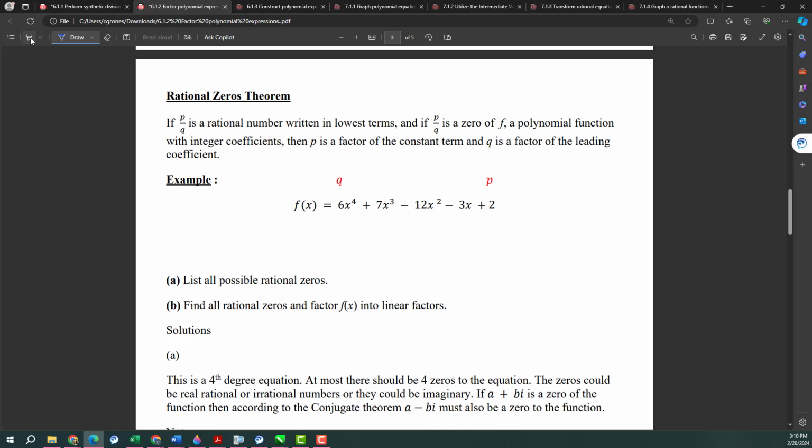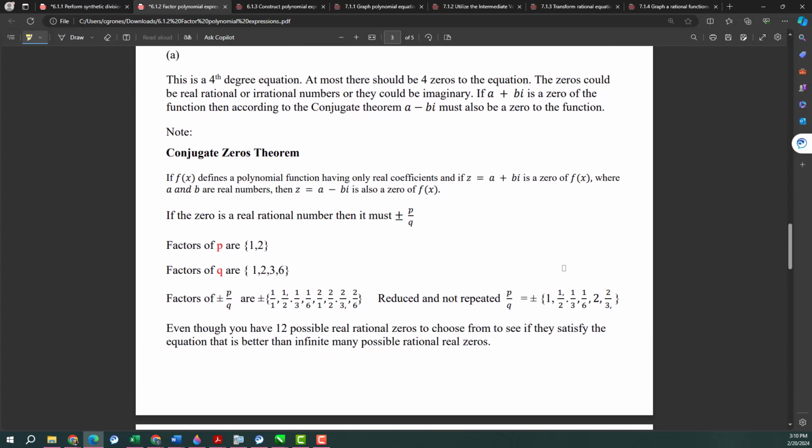For the rational zeros theorem, if p over q is a rational number written in lowest terms, and if p over q is a zero of f, a polynomial function with integer coefficients, then p is a factor of the constant term and q is a factor of the leading coefficient. So if you look at this example, p is over here to the right, and then we have q over here. Q is above the leading coefficient.